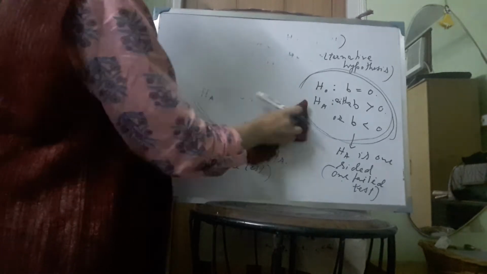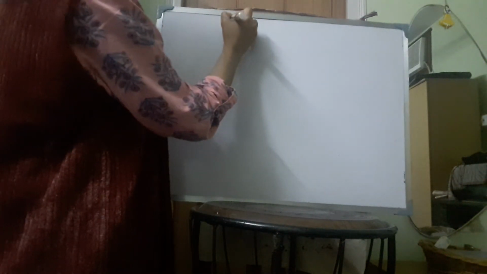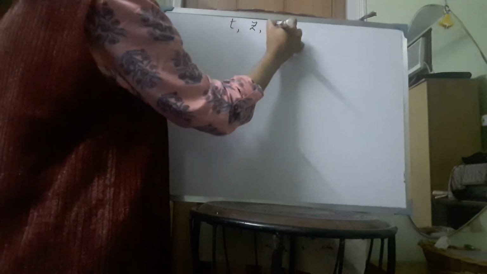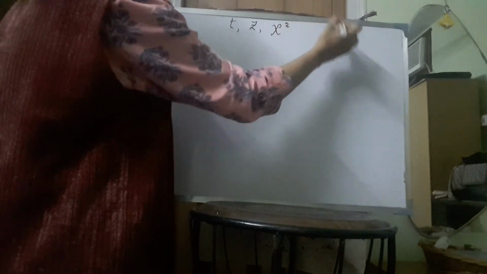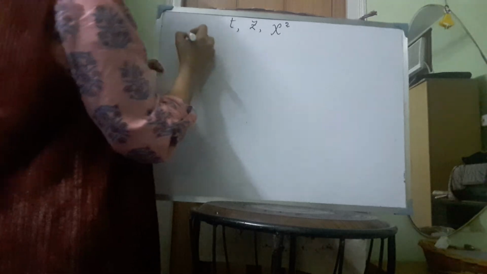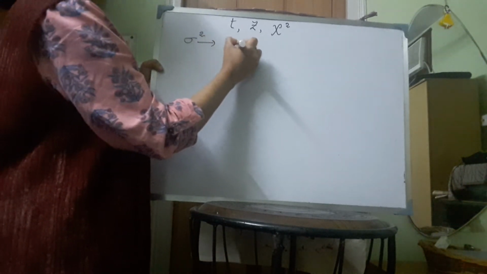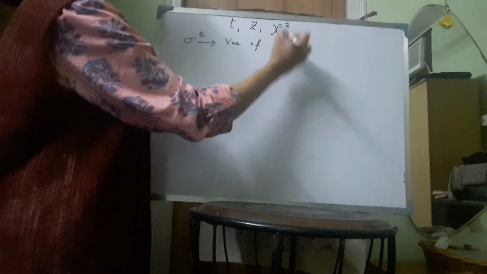Now after formation of the hypothesis, that is after forming the null and the alternative hypothesis, we have to form the test statistics for doing the hypothesis testing. Now we can form the test statistics like T, Z, chi-square and so on. Now, what is sigma square? Sigma square is the variance of the error term ui.